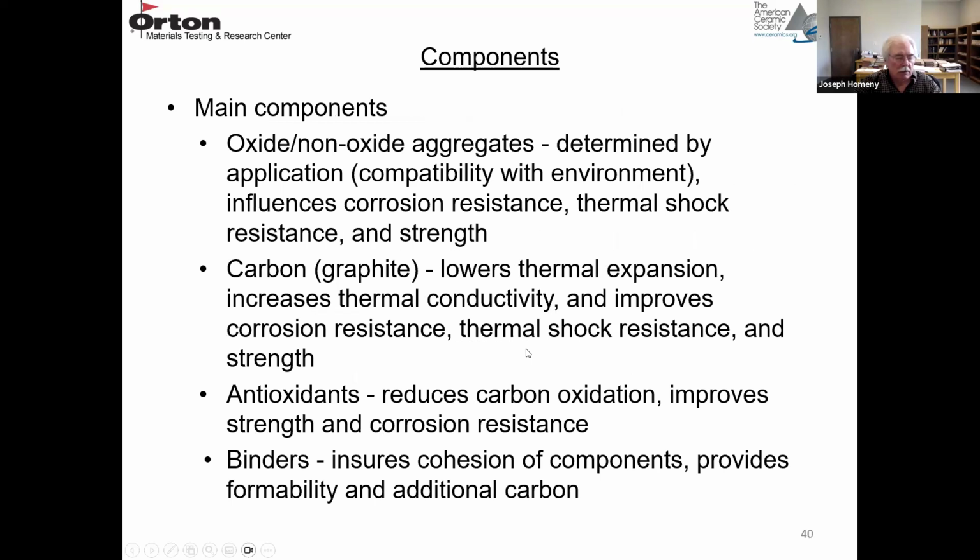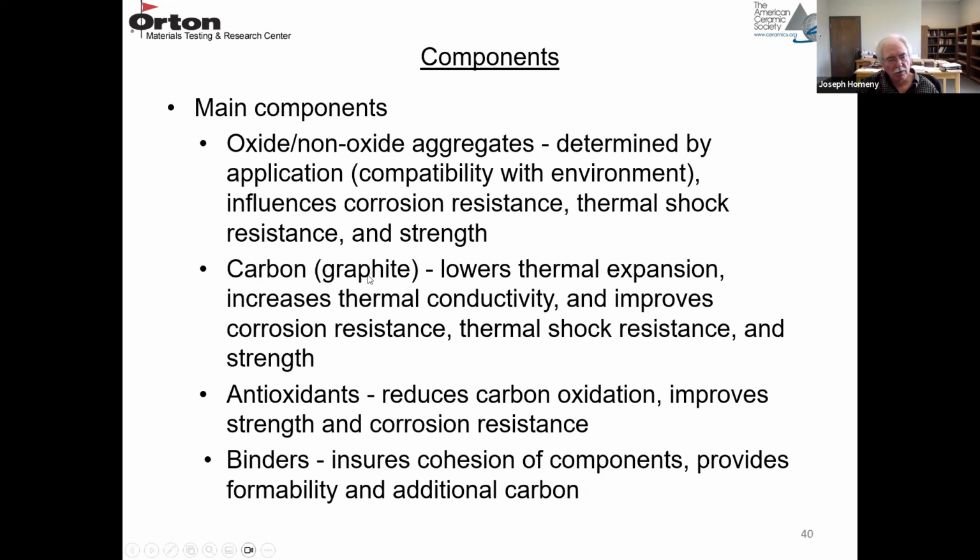So that's some background on thermal shock and corrosion. With that in mind, that's how these composites are designed. The major components are oxide and non-oxide aggregates, and the chemistry is determined by the application. Whatever is compatible with the environment for that particular application, that's how you choose your coarser aggregates. They're going to influence the corrosion resistance, the thermal shock resistance, and the strength.